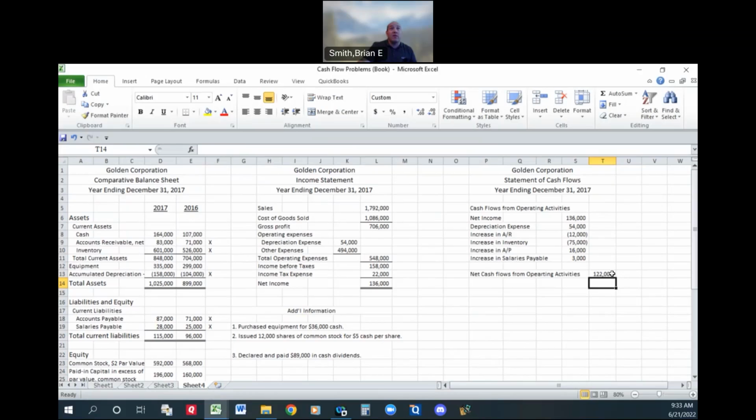All right, so we have $122,000 cash from operating activities. Initially, we're going to look at that and see that that's good. Okay, that's a good thing. We're able to cover all of our current liabilities with the cash that we have, so feeling pretty good about this. We've X'd out everything over here.